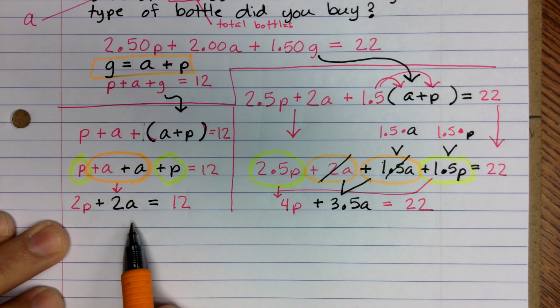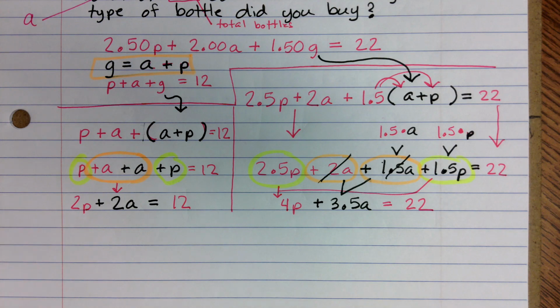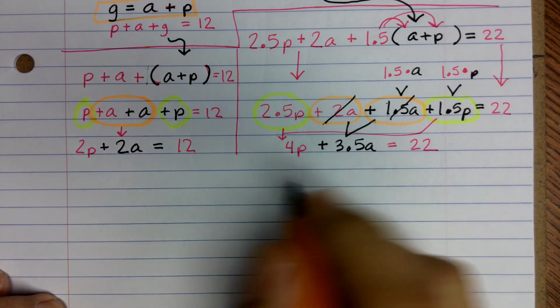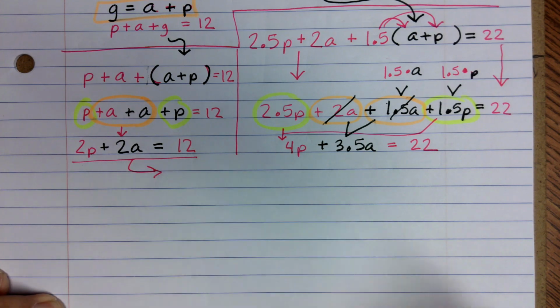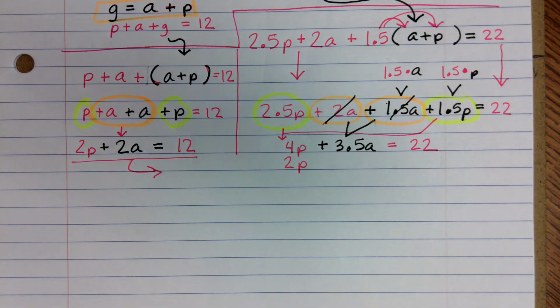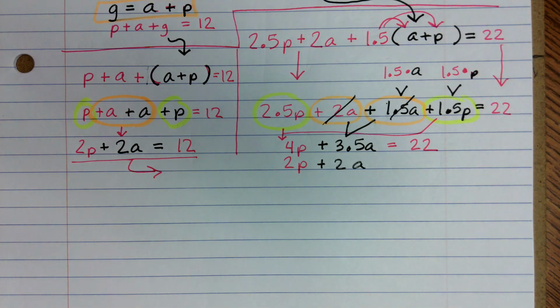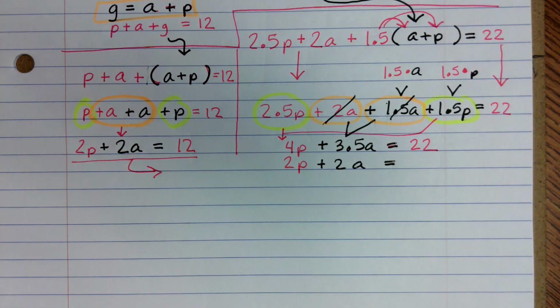Now I'm going to take this equation and just write it over here so that we can do elimination. So I'm going to move my paper up just a little bit. And I'm just going to take this whole thing over and write it. So I end up with 2P plus 2A equals 12.